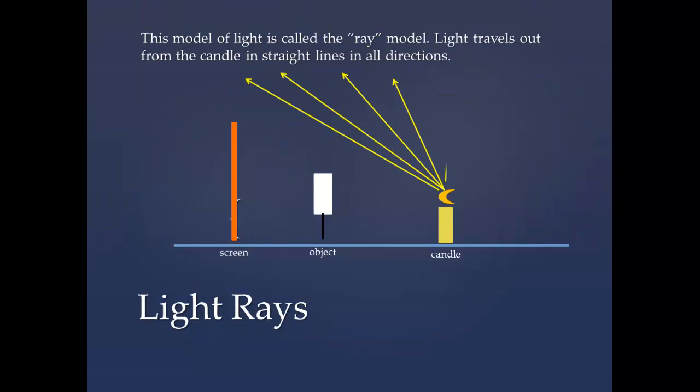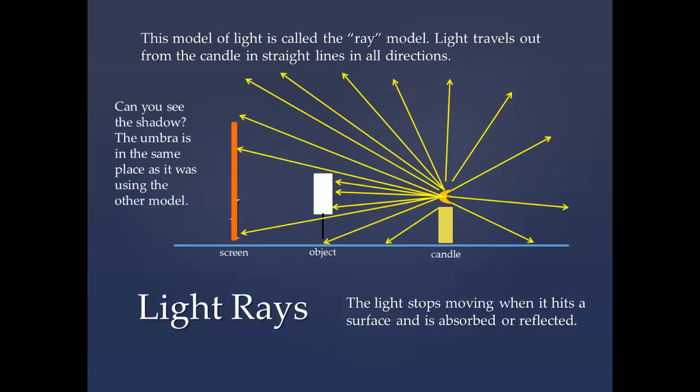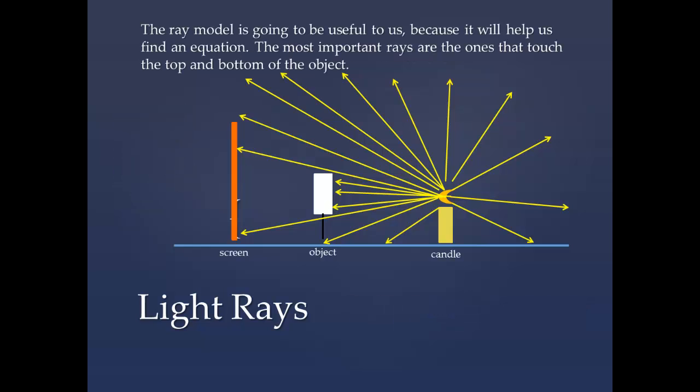In this model, called the ray model, light travels out from the candle in straight lines in all directions. It stops moving when it hits a surface and is absorbed or reflected. Can you see the shadow? The umbra is the same place as it was using the other model. The umbra is another word for the place of no light, or shadow. The ray model is going to be useful to us because it will help us find an equation.